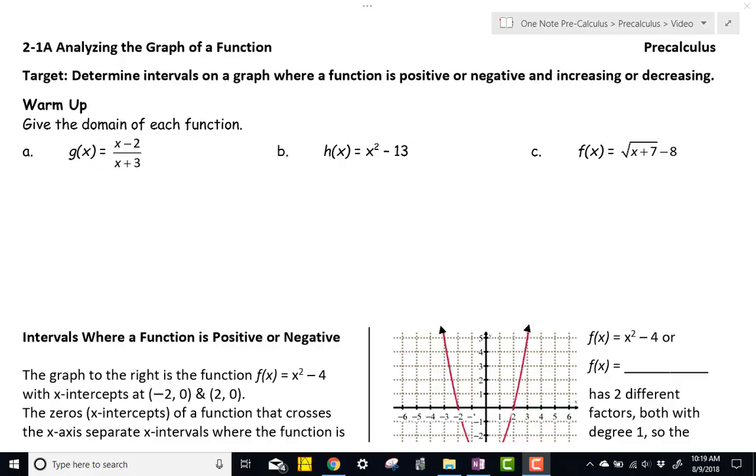All right, here we are for lesson 2-1A. Today we're going to be looking at graphs and intervals on graphs. But before we do that, we're going to do a warm-up here. Give the domain of each function.